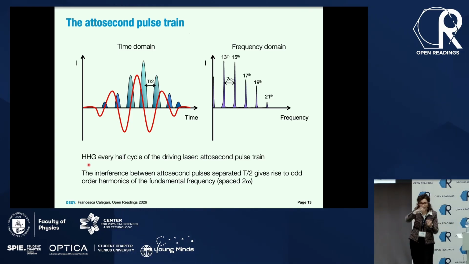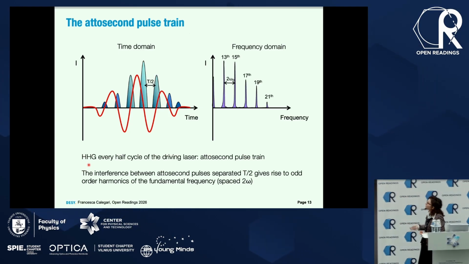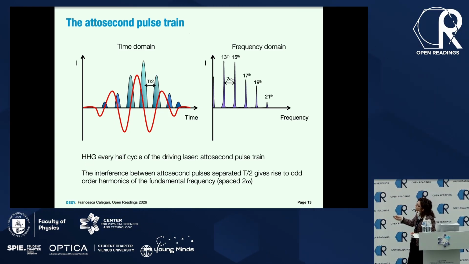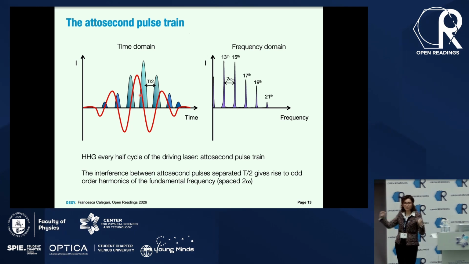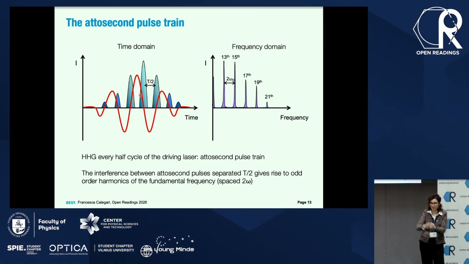So the optical laser is oscillating with a femtosecond periodicity, but you're just generating light in a very small fraction of it, which is typically hundreds or tens of attoseconds in duration. And you have a train. So you have a comb of attosecond pulses, which are separated by half of the periodicity of your laser. So the problem is completely centrosymmetric. It happens on the one side and on the other side of the atom all the time, okay?